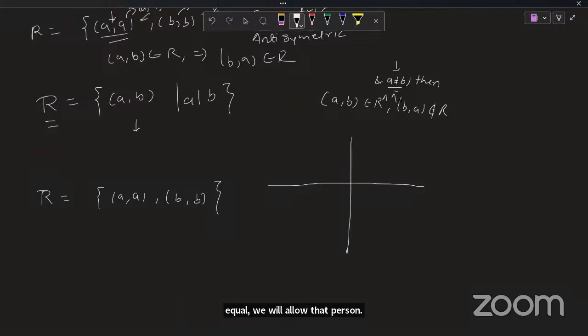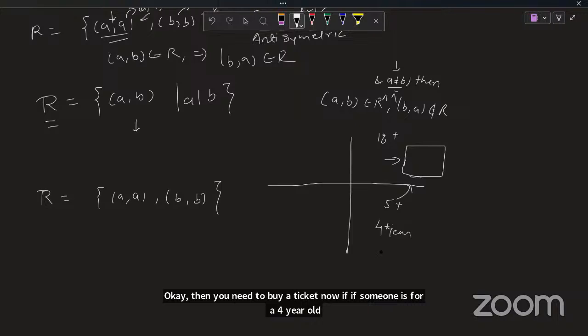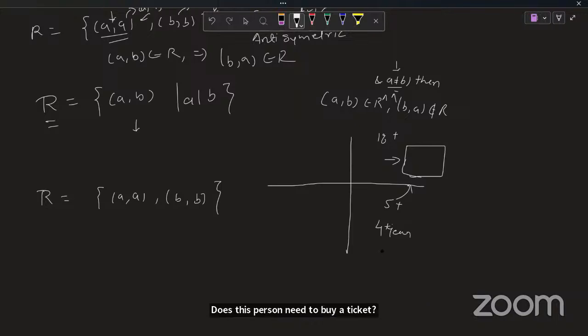It's just like you went to watch a movie in a cinema. They will say if you are 5 plus, then you need to buy a ticket. Now if someone is 4 years old, does this person need to buy a ticket? He can buy one if he wants, but he need not. He will not buy the ticket.